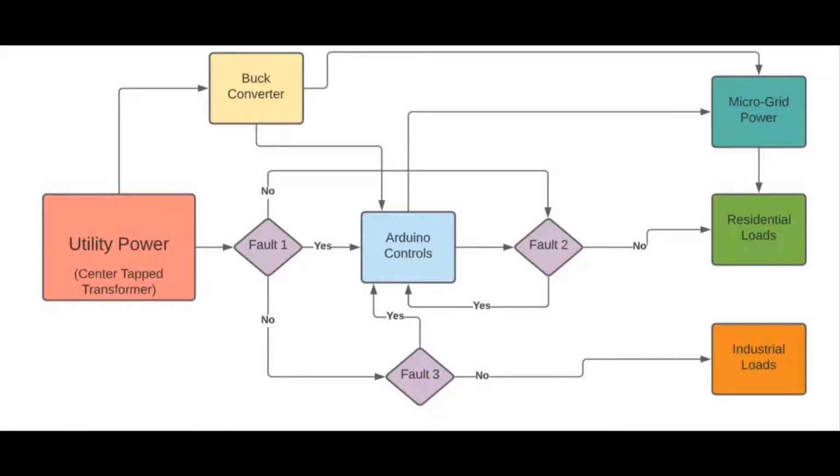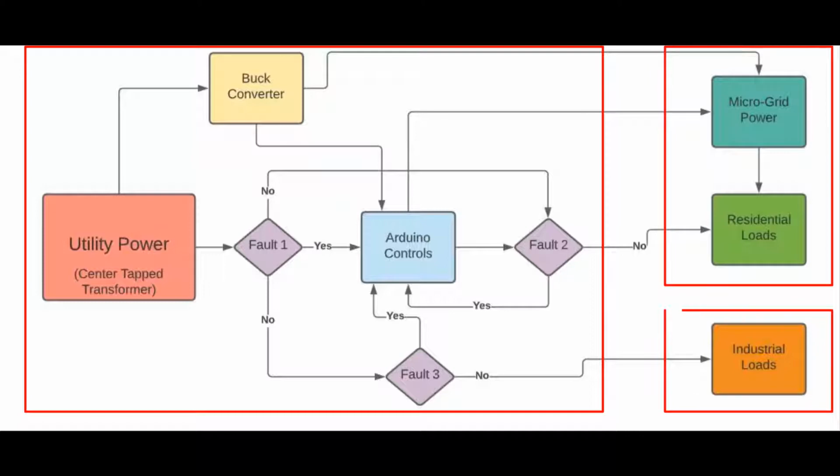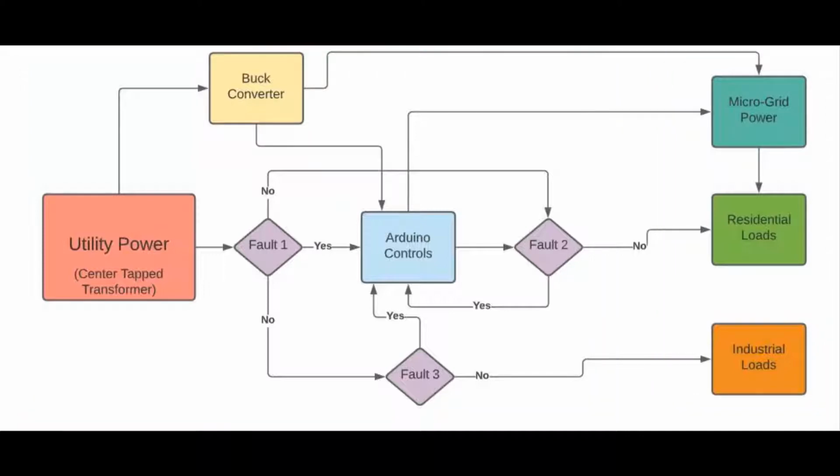I will first go over the process flow that our design intends to implement. There are three major parts to this project: the utility controls that provide safe power delivery to two major components, the residential load and the industrial load. Our power supply is coming from a center tapped transformer that supplies two orthogonal 12-volt AC RMS waveforms. We implemented an Arduino to monitor and simulate three different faults.